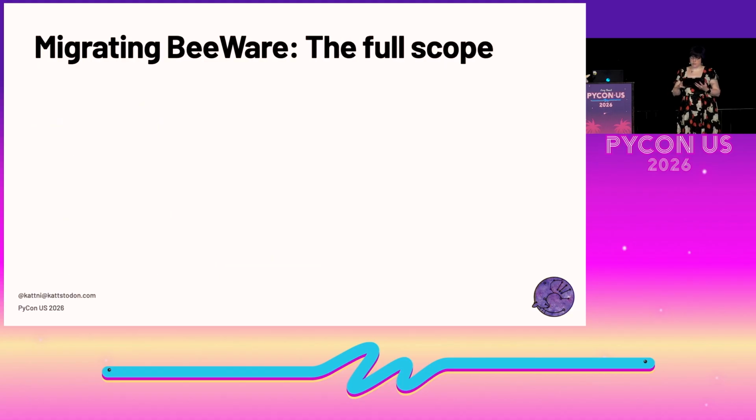Beeware is not a single library. It's multiple tools working under an umbrella. The Beeware project has a website. Each of the tools have their own documentation. We use Read the Docs and GitHub Pages for web deployment.